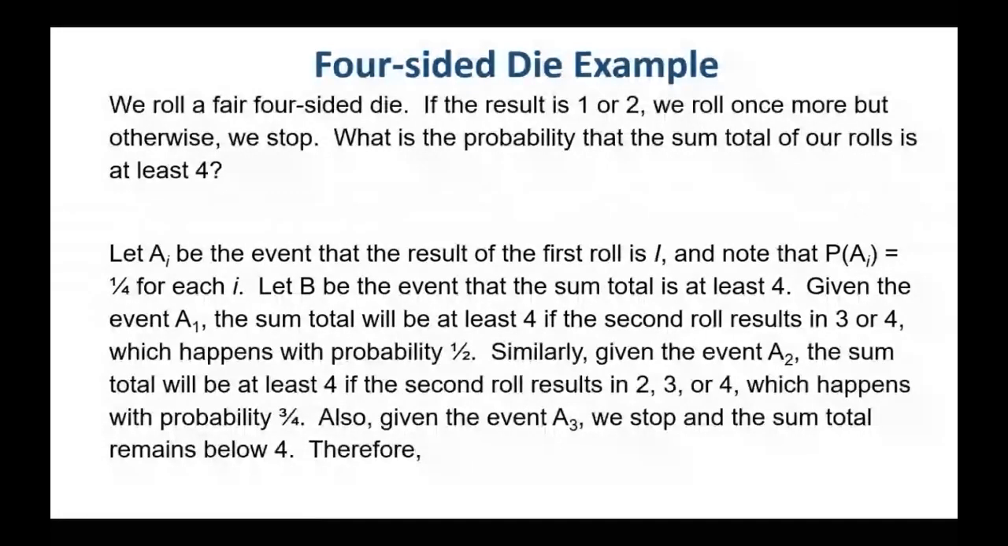So yesterday we did not get to do a four-sided die example on 6.6. So let's suppose we roll a four-sided die. If the result is a 1 or a 2, we roll again. Otherwise, we stop. So if we get a 3 or a 4, we're going to just stop. What's the probability that the total of our rolls, whether it's 1 roll or 2 rolls, is at least 4?